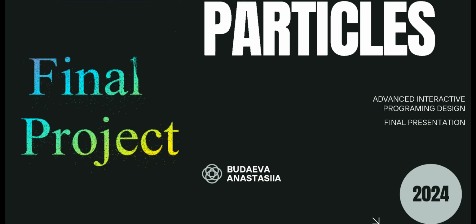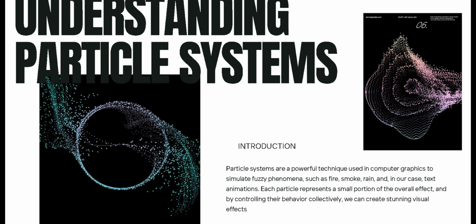So let's see. Before we start, let's see what a particle system means. It's a really powerful technique used in computer graphics to simulate physical phenomena such as fire, smoke, rain, and in our case, text animations. Each particle represents a small portion of the overall effect, and by controlling their behavior collectively, we can create stunning visual effects, as you can see in the poster reference. They use a particle system to create all these design features.